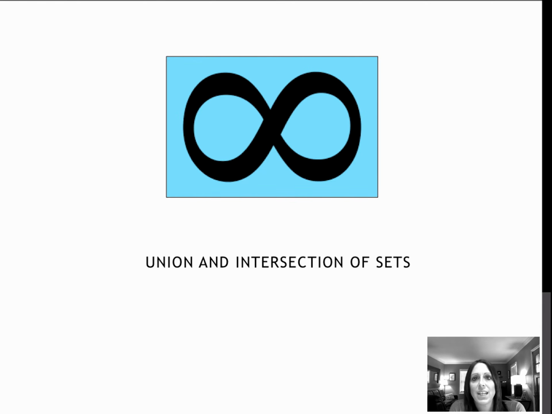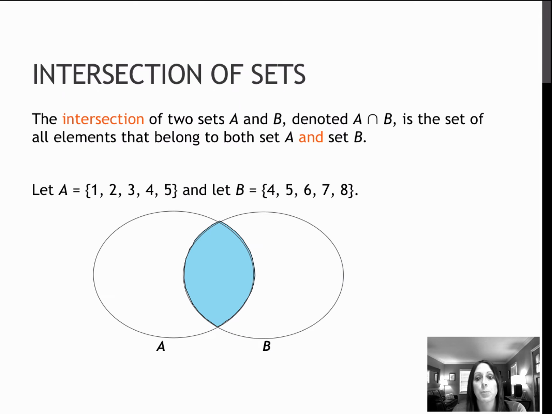This lesson is on the union and intersection of sets. So we've talked previously about sets. A set is basically a collection of elements. They're generally contained within set brackets, like these. So we're going to talk about the intersection of two sets and also the union.